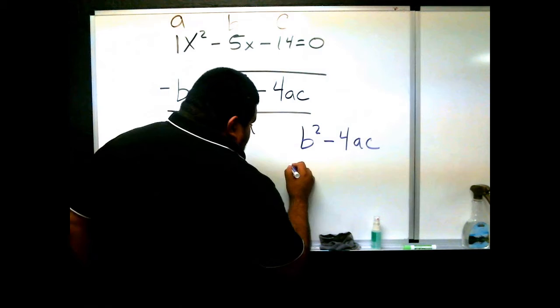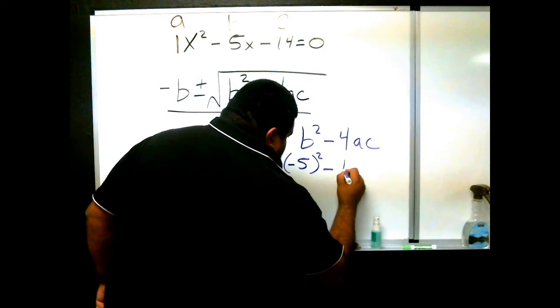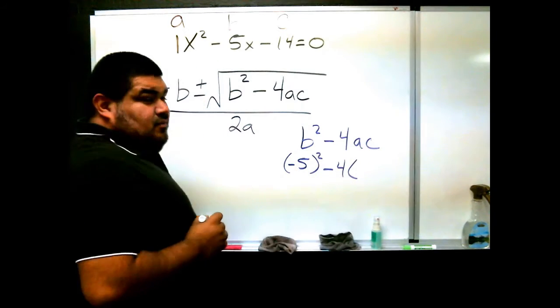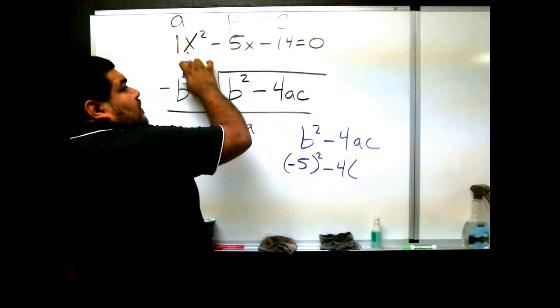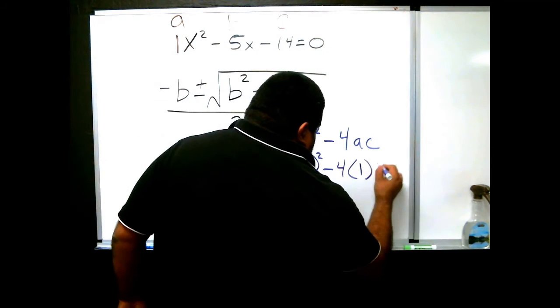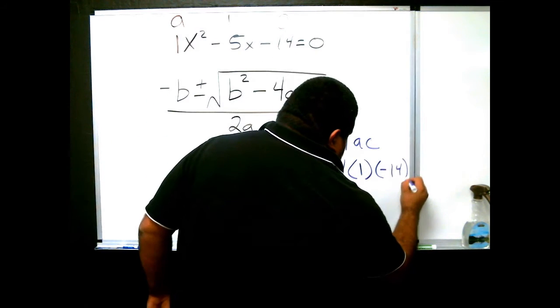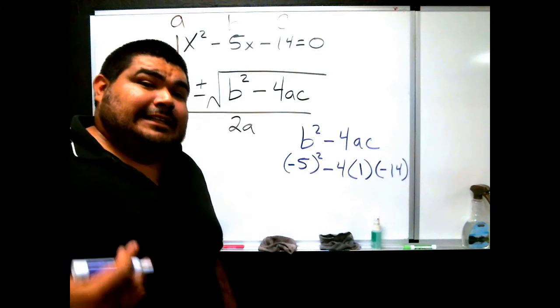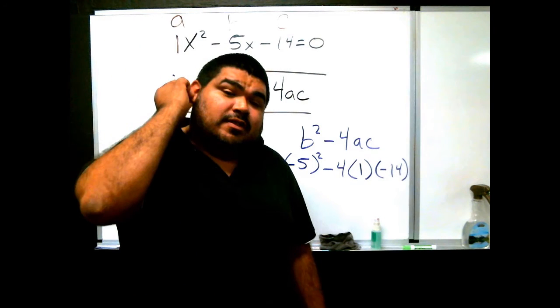We know that b, in this case, is negative 5. So we have negative 5 squared minus 4, because the 4 stays the same. A, if you remember in the equation, A is 1. 1, and then parentheses again, the C, which in this case is negative 14. All this you covered last class. We did a few of them together. We did one together, and then you did a few by yourselves. This is just pretty much a review, the first part.